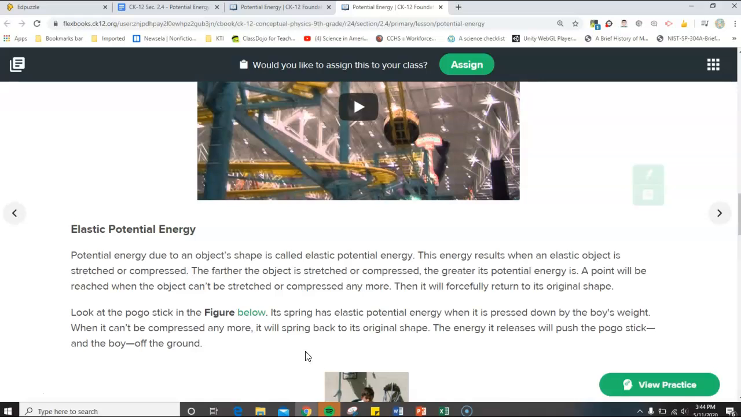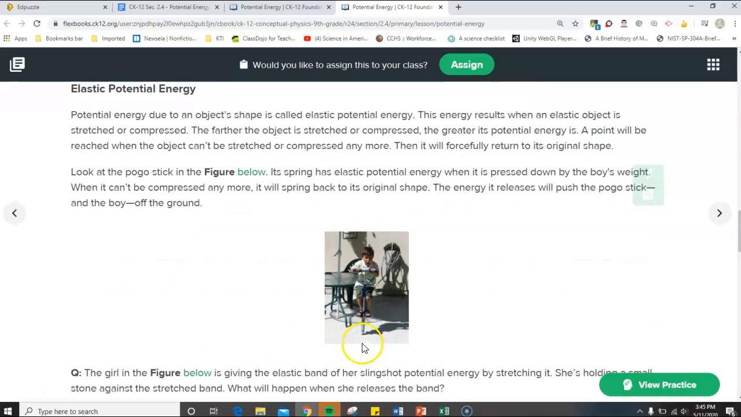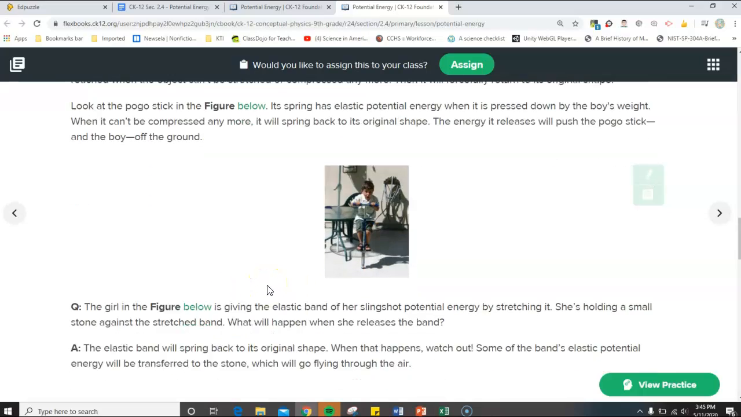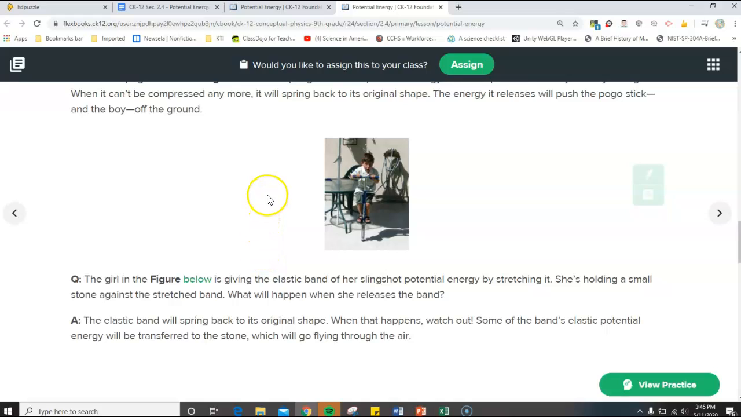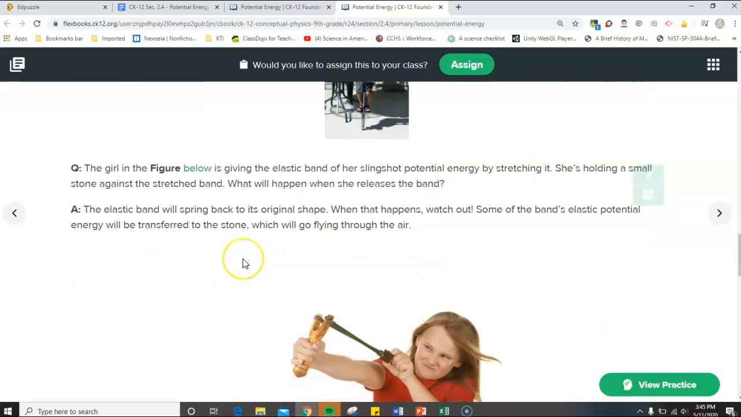Springs have elastic potential energy. A trampoline has elastic potential energy. This pogo stick, there's a spring at the bottom of this pogo stick which makes it work. That has elastic potential energy. So you can think of lots of examples of elastic potential energy where something is bent or stretched and it has a tendency to spring back. That is elastic potential energy.